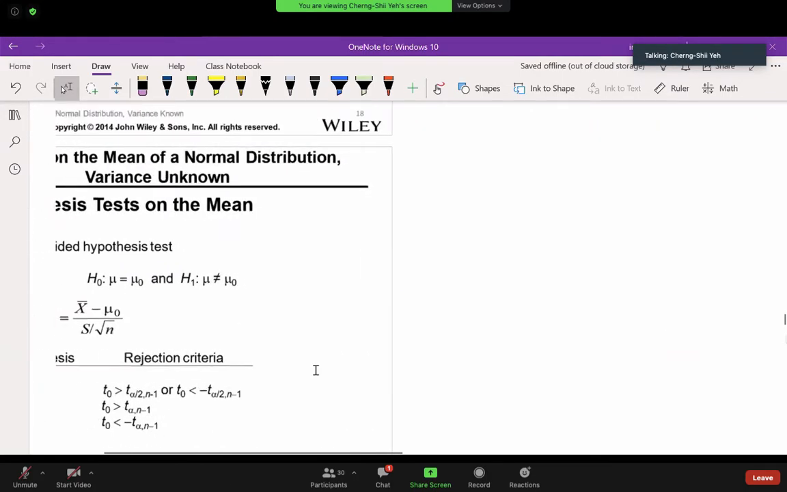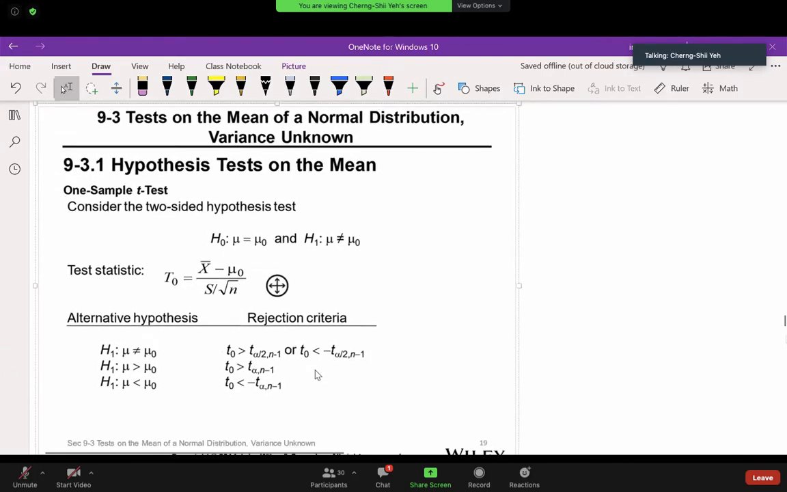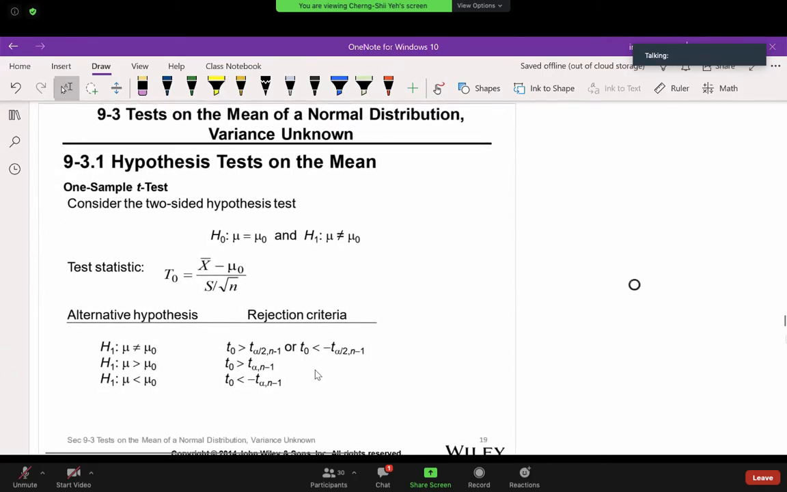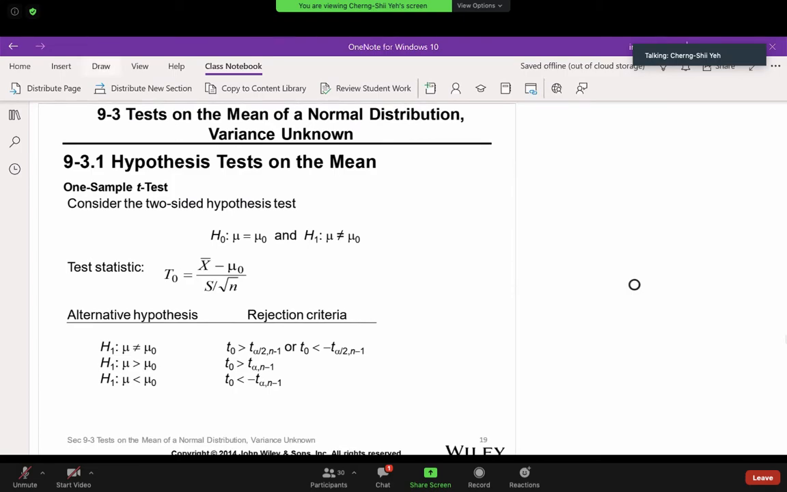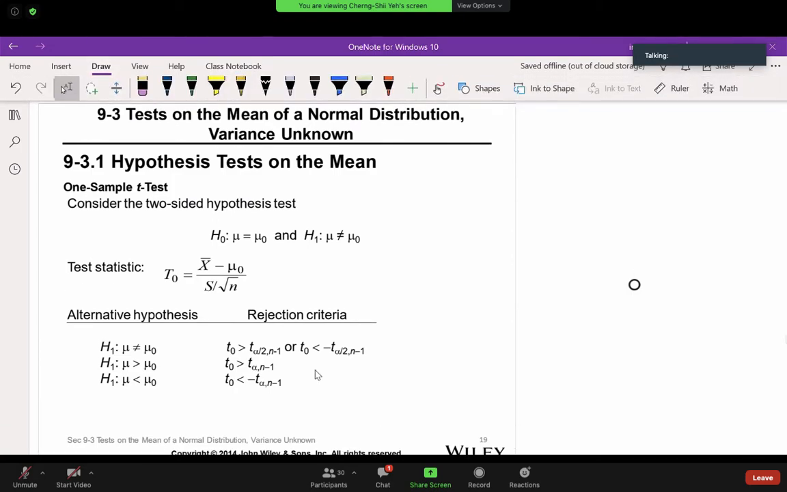Our second case is very similar to your confidence interval. The second case is when the population standard deviation is not given. When it is not given, we use the t statistic instead of the z statistic. The only difference is that we're going to use the sample standard deviation instead of the population standard deviation, since in this case, the population standard deviation is unknown.